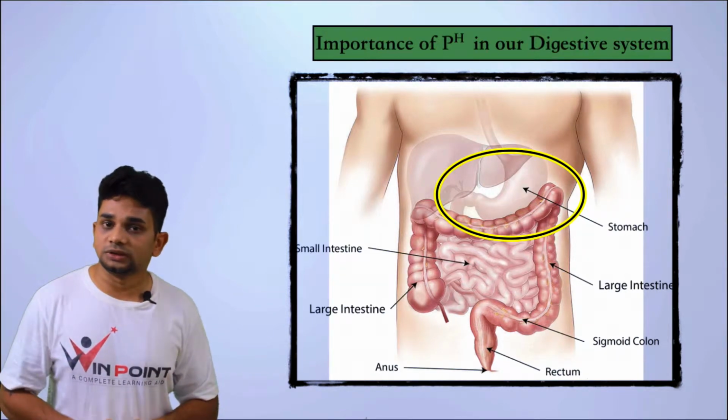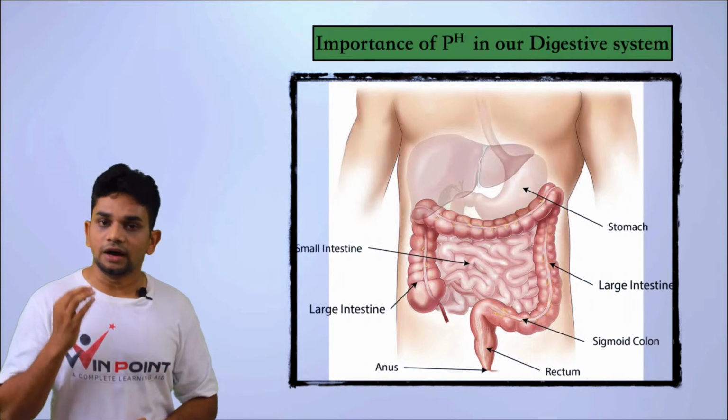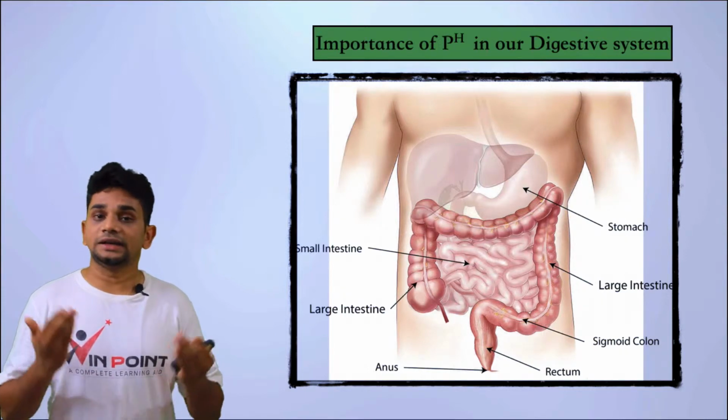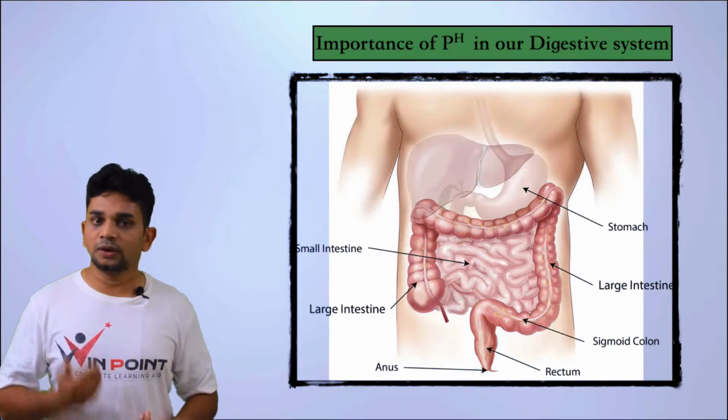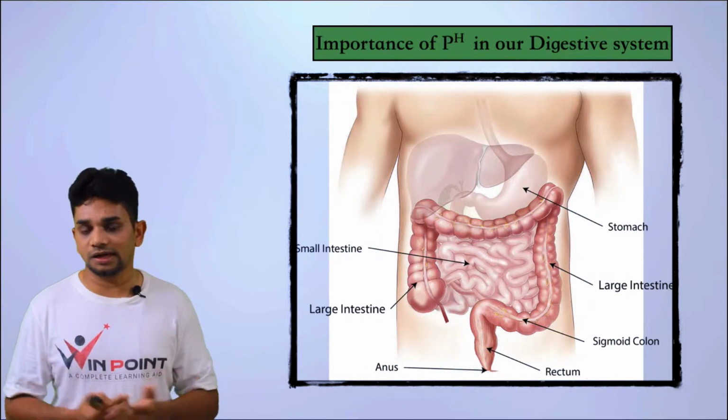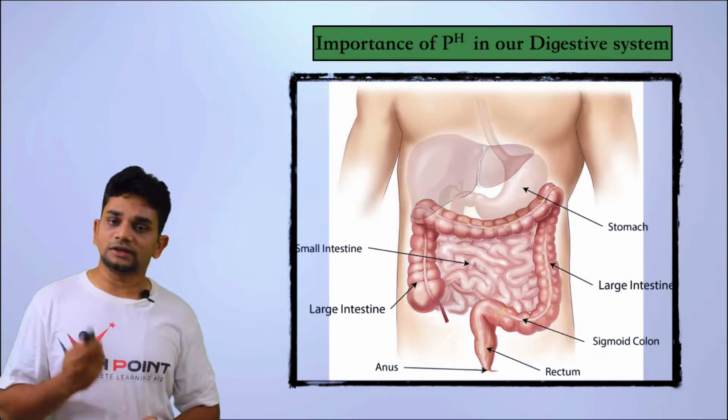Our stomach produces an acid. That acid is hydrochloric acid. It will help to digest the food. So hydrochloric acid is produced in our stomach to help the digestion. The hydrochloric acid is produced by the body for the digestion of food.